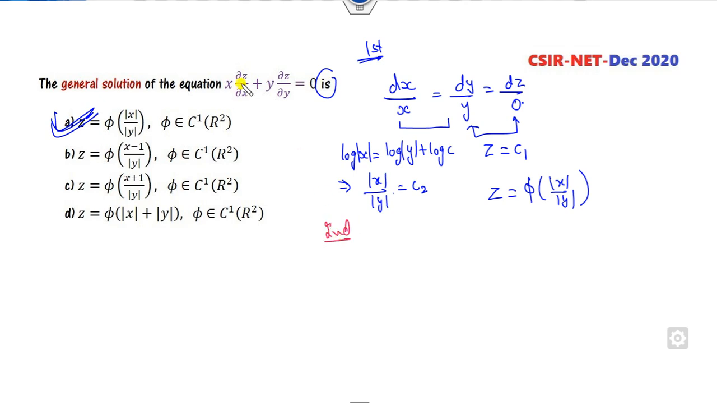Second method, I can write this in terms of p, y, q. So I can write this as xp is equal to minus yq. I can say this is alpha.